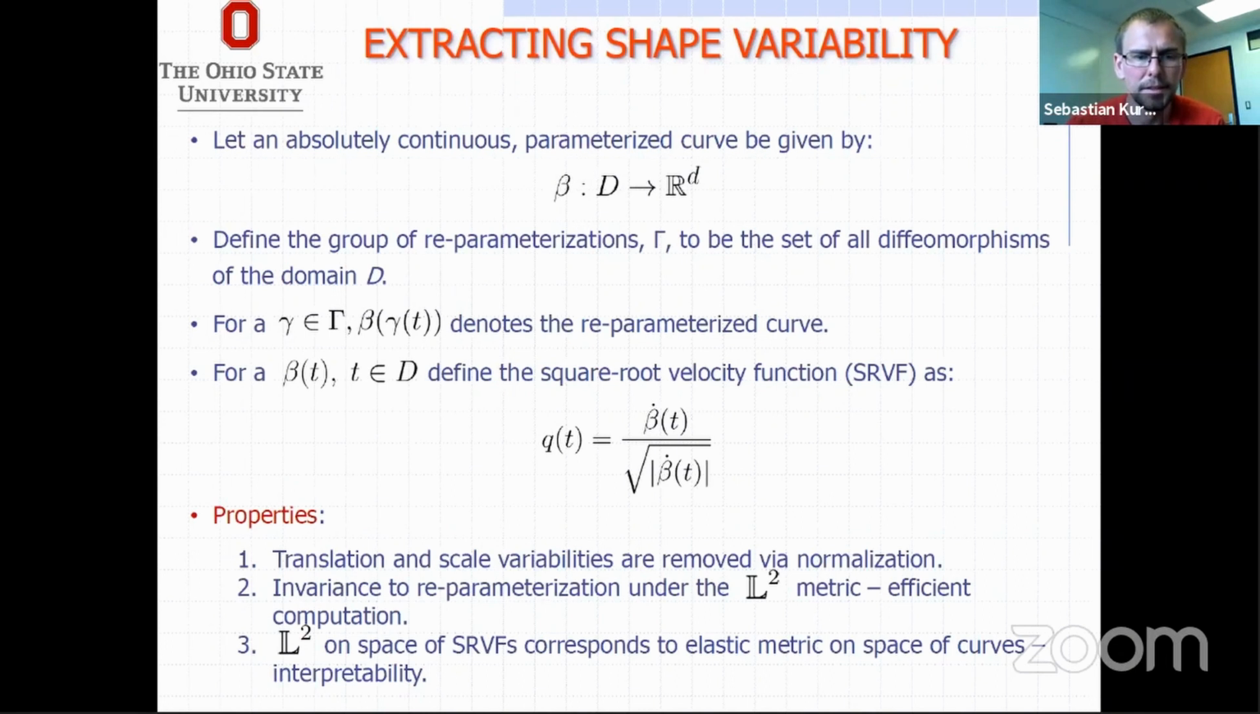And then some other important properties are that under this squared velocity function representation, the L2 metric that we'll use to perform all of our analysis is invariant to reparameterizations. And so this will allow us to remove parameterization variability as well. And then finally, maybe as a side note, I view this as a very useful property of the framework, is that this L2 metric on the space of SRVFs actually corresponds to what's called an elastic metric on the space of curves. And this gives us some interpretability of the types of deformations between shapes that we'll extract.